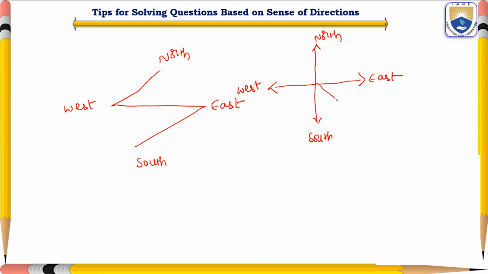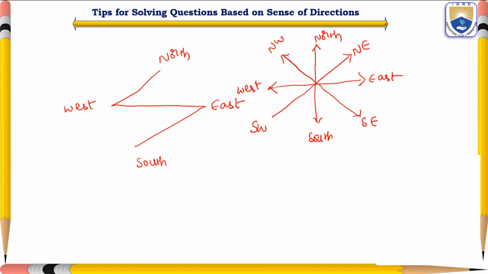In between south and east is called the southeast direction. In between west and south is called the southwest direction. In between north and west is called the northwest direction. In between north and east is called the northeast direction.